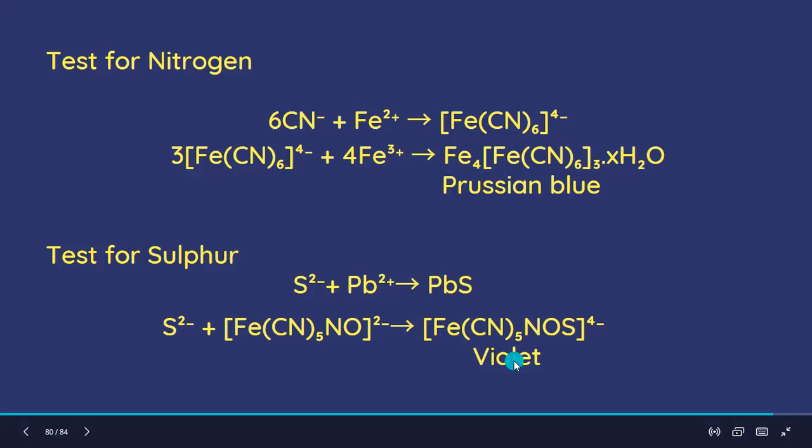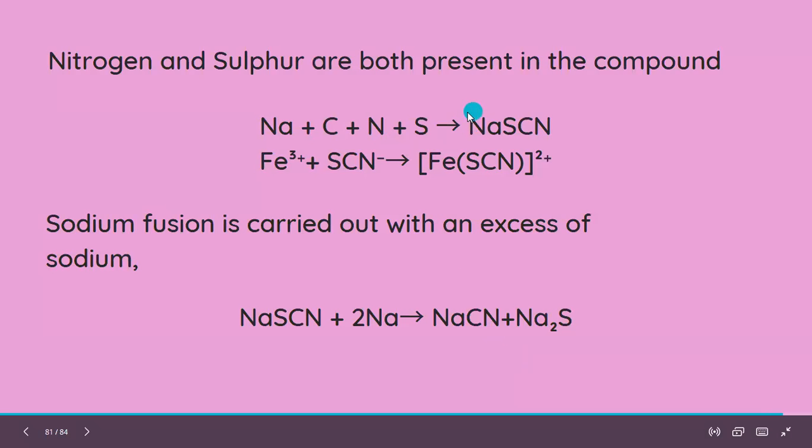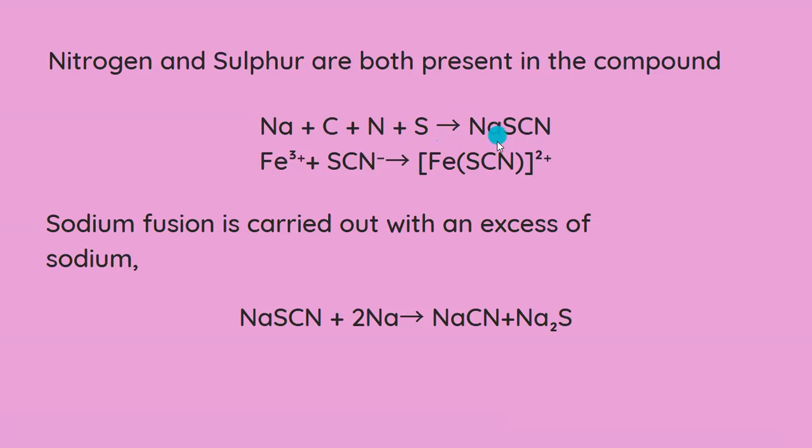So if by chance both nitrogen as well as sulfur are present, it leads to the formation of a separate compound called thiocyanate. Sodium thiocyanate is formed, and this will give a blood red color on reaction with Fe3+. So in this case, you have a blood red color forming on reaction with Fe3+.